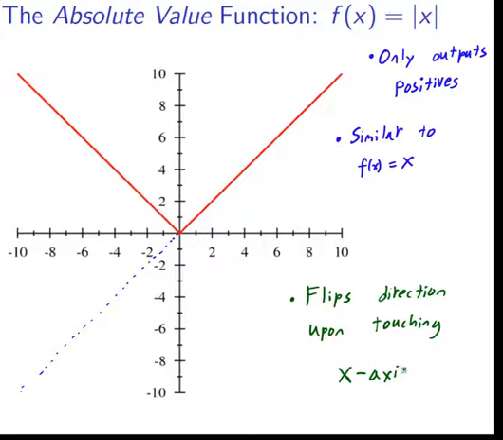What I mean by that, let's imagine that we start over here at -10. We'd get +10, and we're moving this way. We now plug in -8, we get +8. We plug in -4, we get +4. We're going this way. All of a sudden, we hit 0. We hit a height of 0, and it bounces up. It flips to going this way right here. This is because it only outputs positives. So when we would get below the x-axis, it has to bounce off, because otherwise we'd be outputting a negative. So it flips the direction that it's going in upon touching the x-axis.